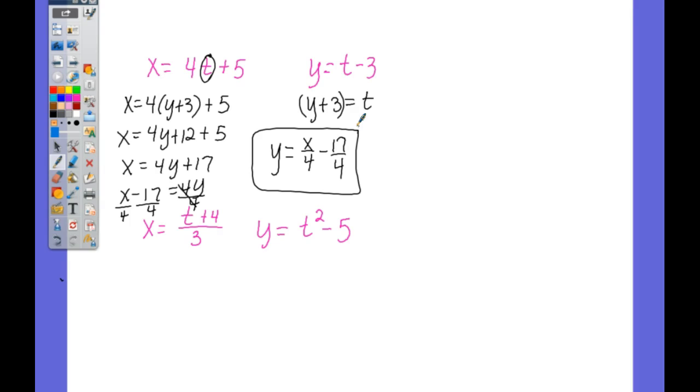So next, for this one, which is going to be the easiest to solve for t? The x. So what do I have to do first here? Multiply by 3, so that gives me 3x equals t plus 4, and then minus the 4. And I'm going to put parentheses, and that has to go right there.